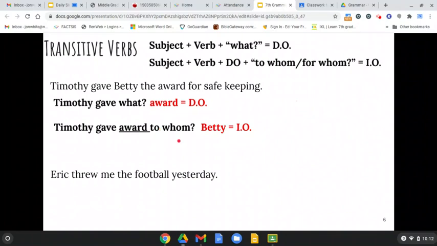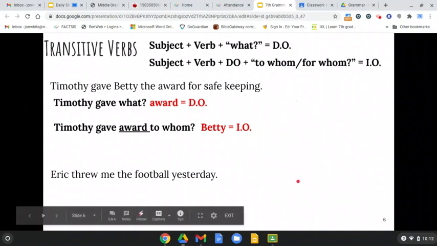With these ones, guys, it's as simple as plugging into a formula. To find the direct object, we look at the subject and verb and say, what? What is that verb transferring action to? And then if we find a direct object, we go one step further and say, does anything get that direct object? And we plug into this formula, subject plus verb plus direct object, to whom or for whom.